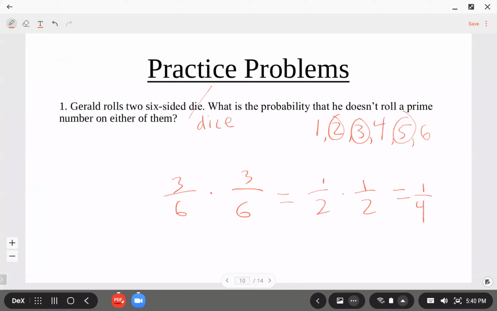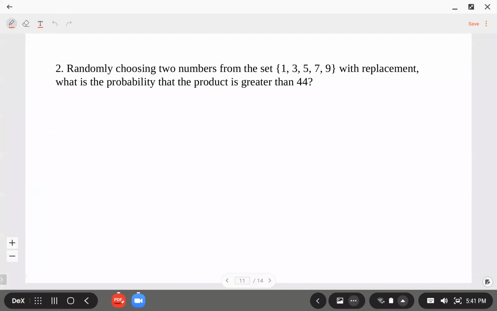I don't know why, but Frank is dropping on and off. Maybe he has problems with his Wi-Fi or something. But second problem.